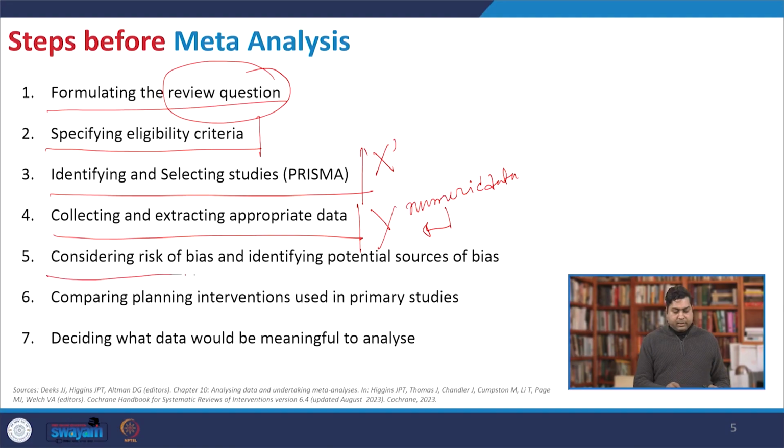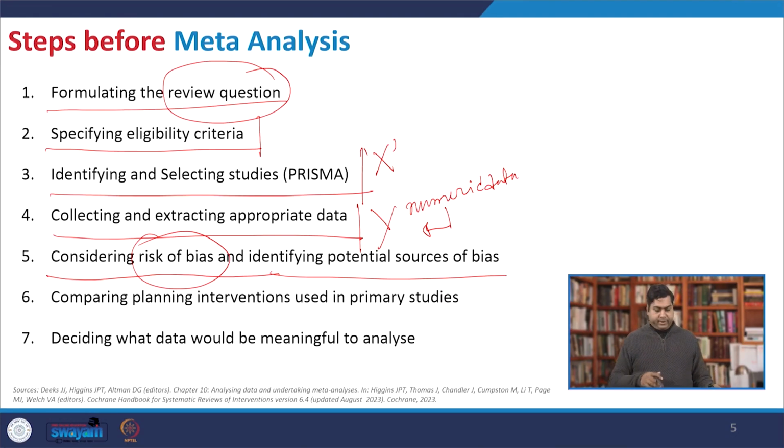Then consider the risk of bias and identify potential sources of bias. If you find in such cases that the results are distinctly varied, then you also have to consider the possible risk of bias. It can come from sampling, sample size, the time, and other context as well.